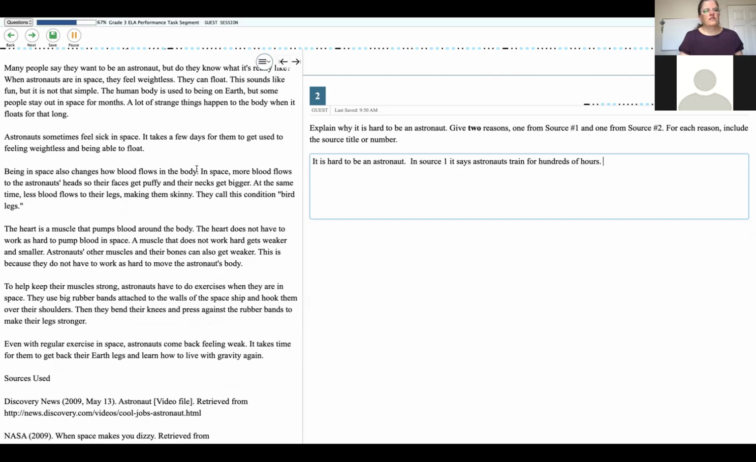I don't think you've read this one yet, but go ahead and read this blue sentence. It's interesting. In space, more blood flows to the astronauts' heads, so their faces get puffy and their necks get bigger. Isn't that weird? Yeah, weird. So I'm going to put that part. I'm going to say in source two, it says that astronauts' blood flows to their heads while they are in space, and it makes their faces puffy and their necks bigger. Boom. There. See how I have three sentences is all you need for this little box.